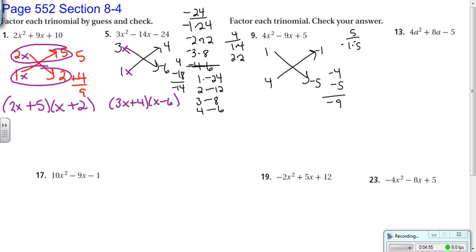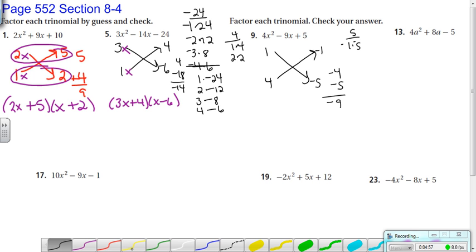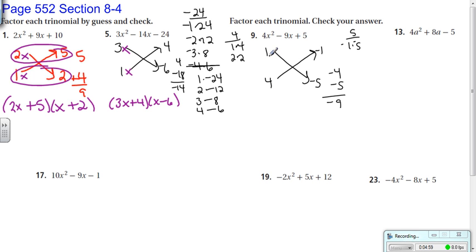So then when I write my answer, I put my x's in. And I'm going to have x minus 1. And I'm going to have 4x minus 5. So to check it, x times 4x is 4x squared. My outsides are negative 5x. My insides are negative 4x. That adds up to negative 9x. And negative 1 times negative 5 is positive 5.